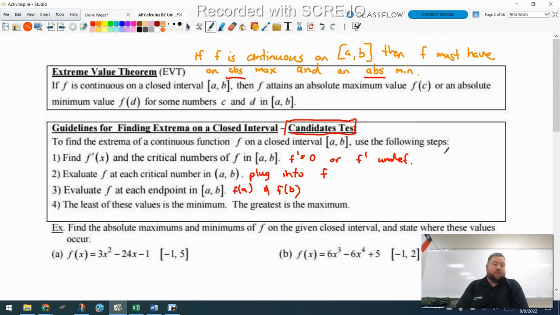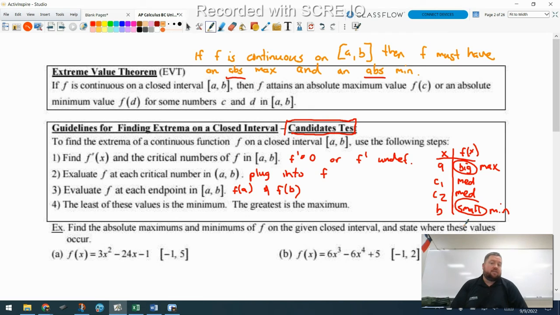So you're going to be making a table of x and f of x. You're going to have A, critical point 1, critical point 2, and B. You plug all those into the function, and then you'll have big, medium, small. The smallest one is your minimum. The biggest one is your maximum. That's the candidates test. All right, let's do it.